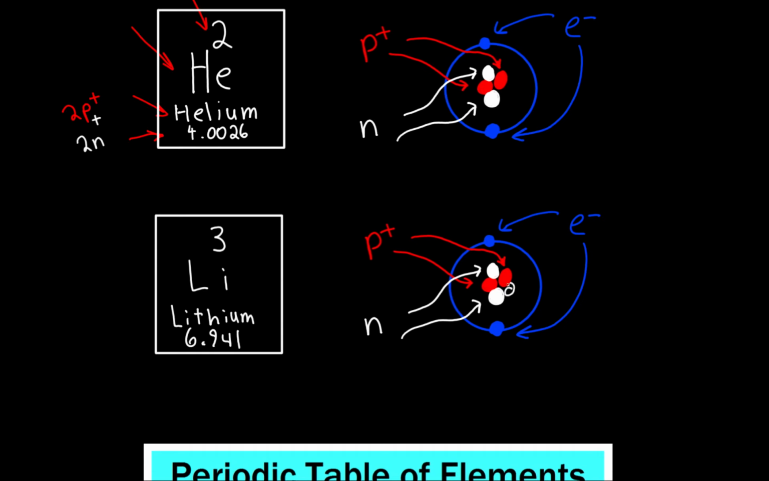So we have 3 protons. We have a mass of 7, and there were 3 protons, so we can assume there's about 4 more on average neutrons. So that'll give us 6, and then 1 more. So that's 7. And then we have 1 more electron.